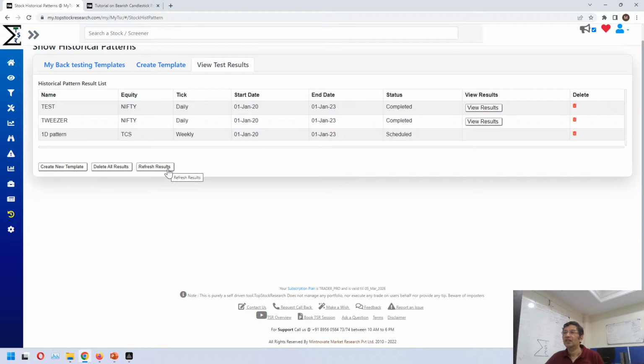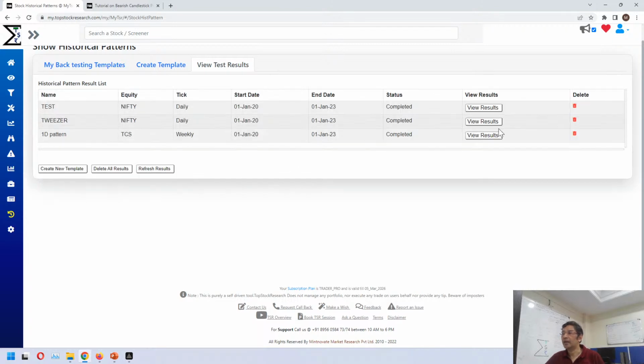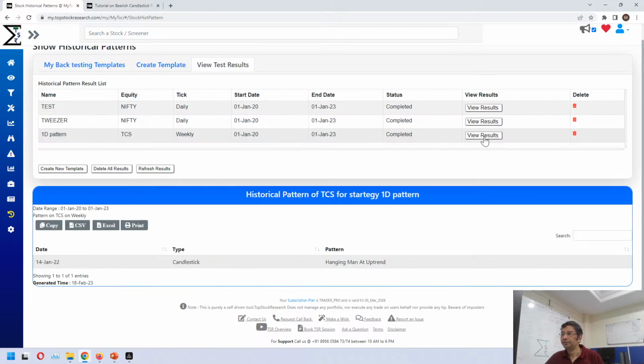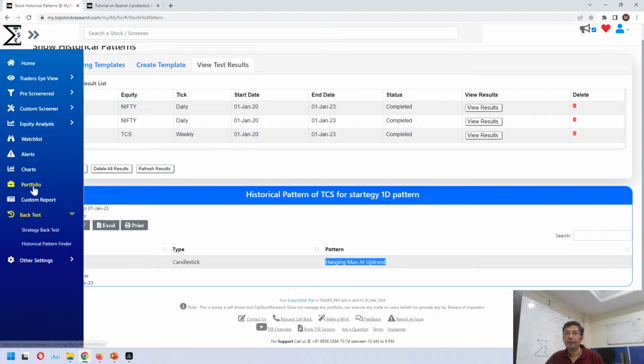Generally it is very fast. I don't know what's wrong. Okay, something is wrong with this one. That's why it's in beta. Okay, completed. The results are out. If you see, there's only one hanging man in an uptrend formed on Nifty on a weekly chart. TCS on a weekly chart, hanging man. That was on 14 January 2022.